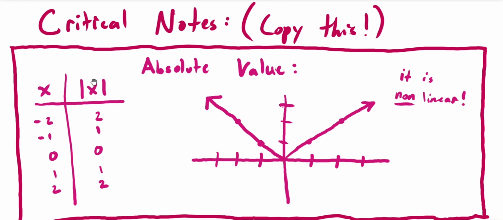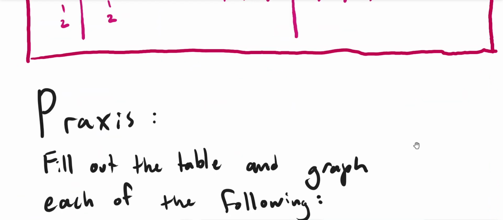So here are some points. Here are their absolute values. And here is the plot of those points and the line connecting them. I want you to notice it is not just a line. It's actually kind of this combination of two lines. But we would still say this is not linear. It's not a line.